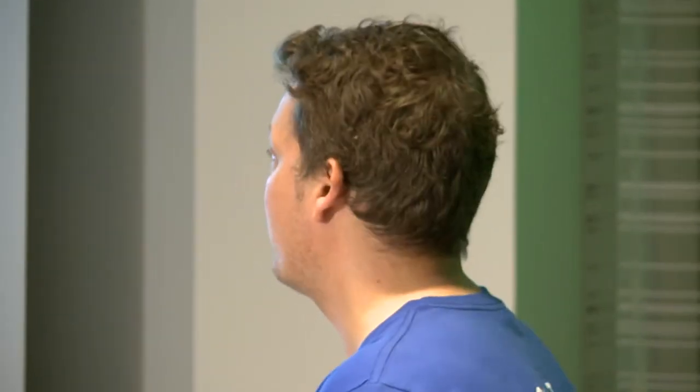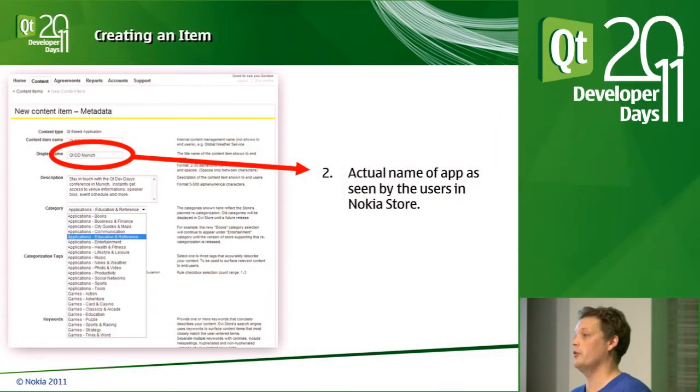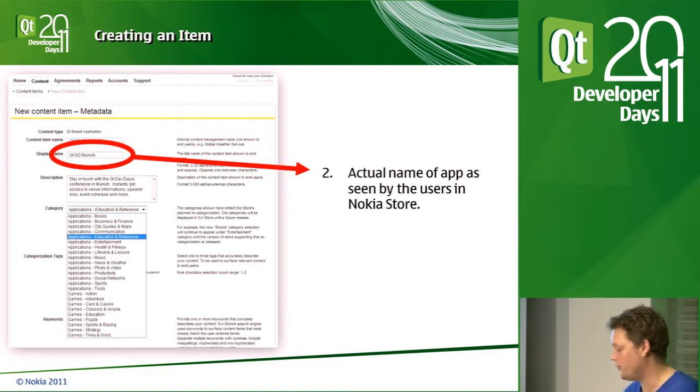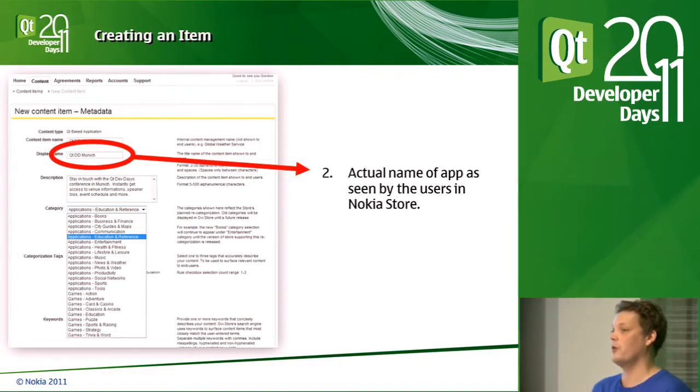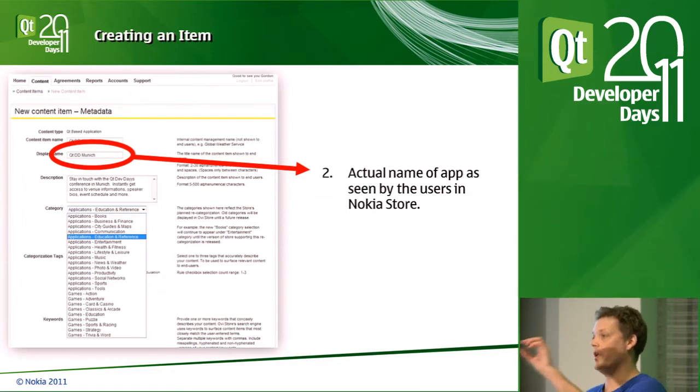The next is a display name. This is seen by users in the store. So when you're, as a user, when you first go to the store and you do a search, I don't know if any of you are familiar with the store, but generally you'll see a list of apps with the icon and then the display name. That's what this name is here.